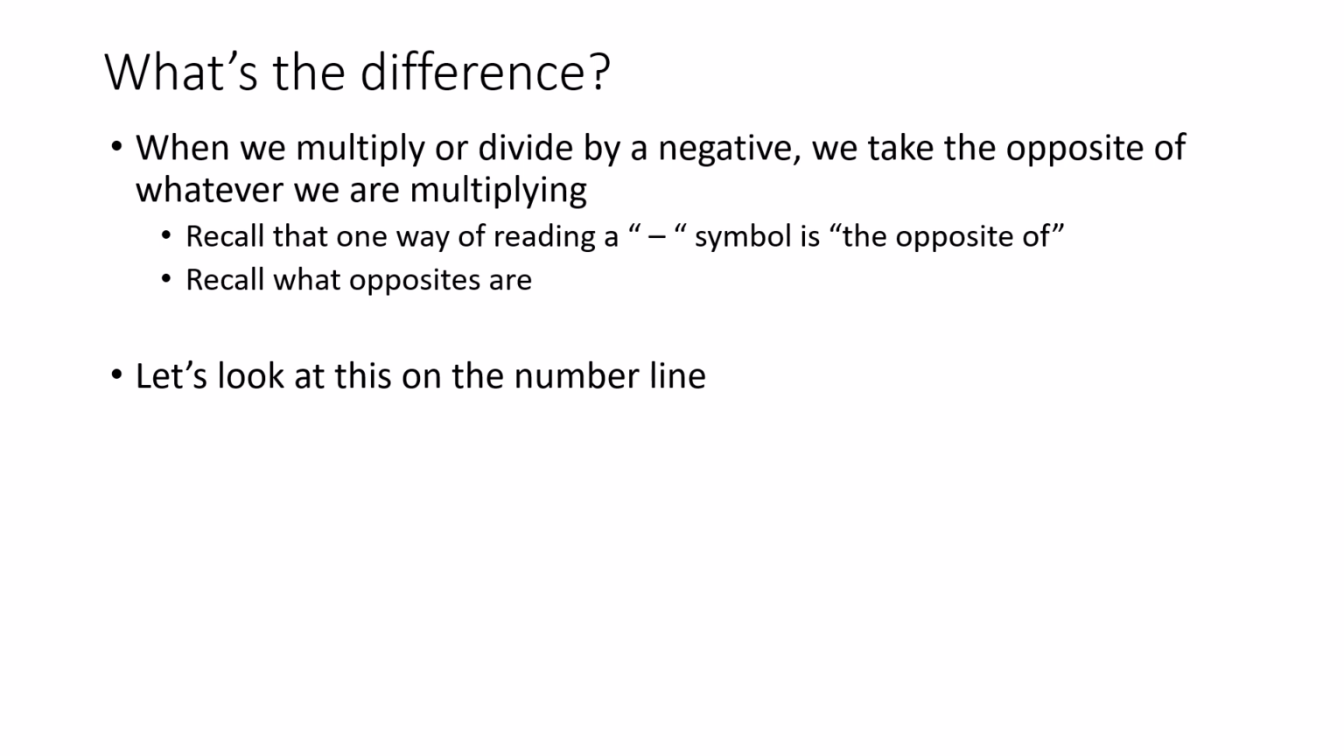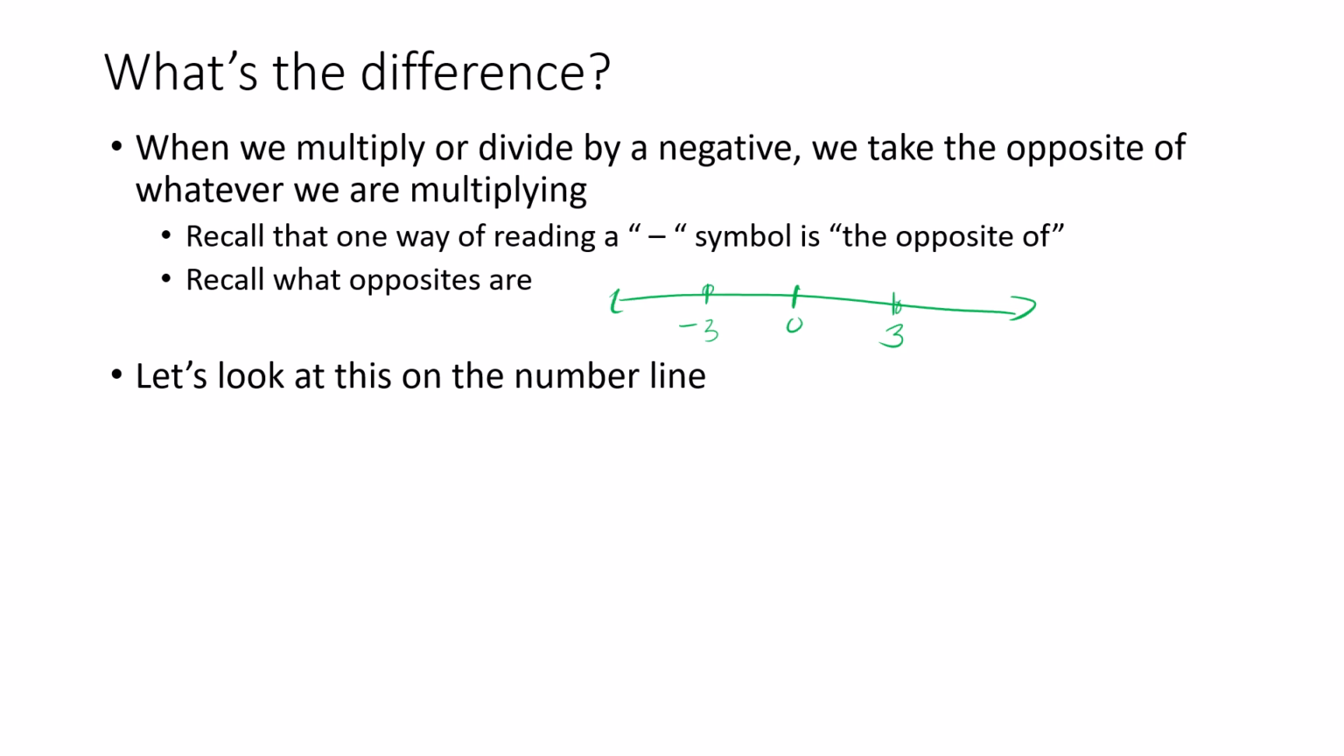So when we multiply or divide by a negative, we take the opposite of whatever we are multiplying. And this requires you to remember some things that back when we first covered them might not have seemed really important, but it is. So recall that one way of reading that dash symbol is the opposite of. It can mean minus, it can be negative, but one of the ways we read it is the opposite of. And then you need to recall what opposites are. Opposites are the same value on opposite sides of the number line.